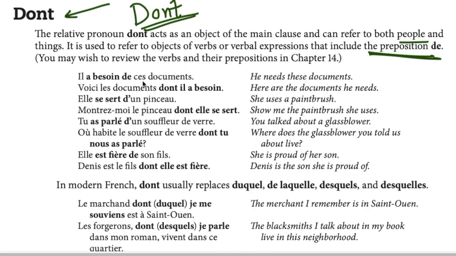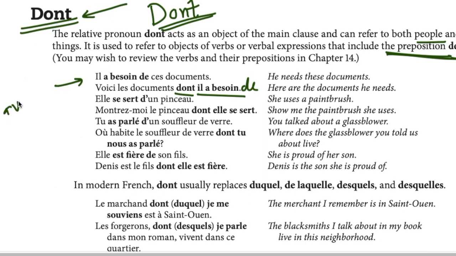Il a besoin de ces documents. This is a sentence with the simple preposition de. He needs these documents. Then we create a complex sentence: Voici les documents dont il a besoin. Here are the documents dont he needs. We remove the de and we make it dont. The verb was avoir besoin de, and the pattern was verb followed by preposition de. Il a besoin de ces documents.